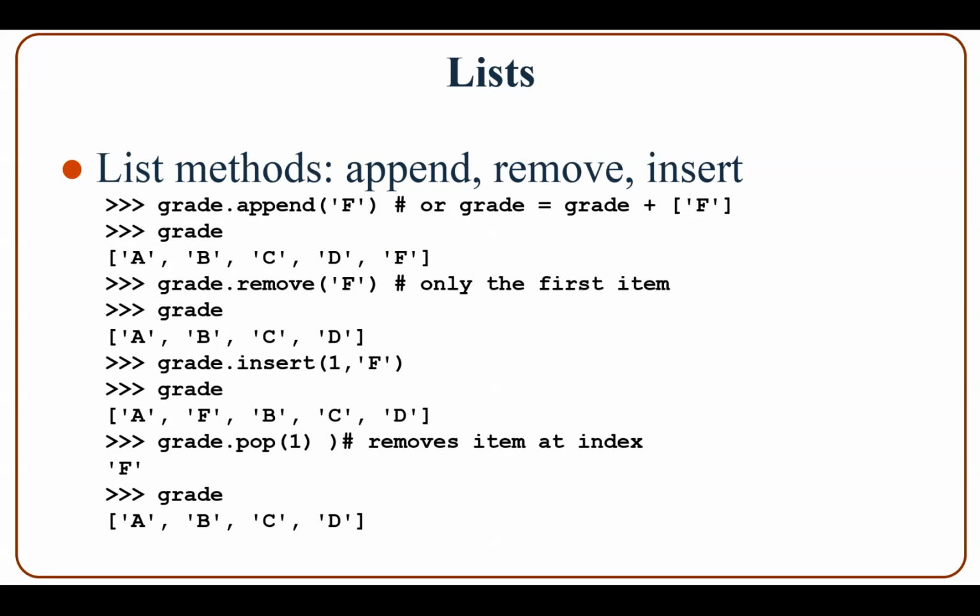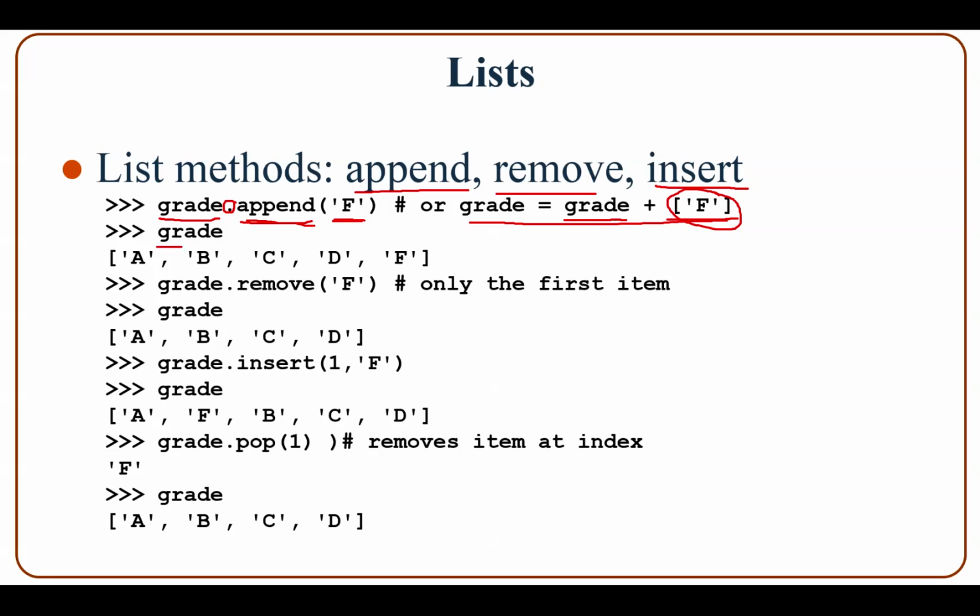Now look at a list of methods for list. So first, let's talk about append, remove, and insert. So let's say we have the list grade that we created previously. If you want to append an element, then you say grade, then dot, right? And then the append method and the element that you want to append. This is the same as you use another syntax: grade, and then on the right you store grade plus a list containing just one element.